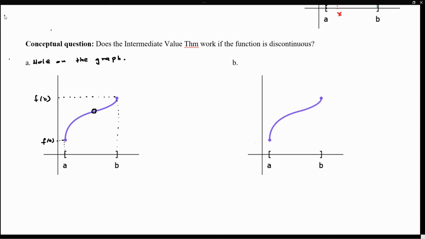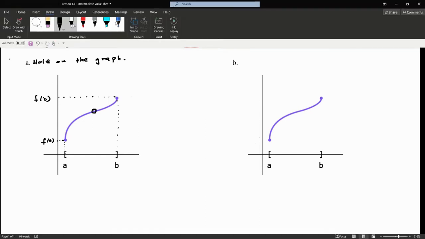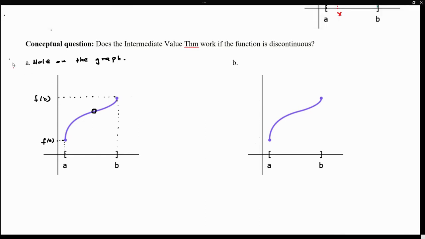What the intermediate value theorem is saying is that for any value between f of a and f of b, I can always find an x value between a and b that I can plug into the function to give me that y out. Notice that that's not exactly true if we have a hole on the graph. Because what if we're interested in the y value where we have that hole?